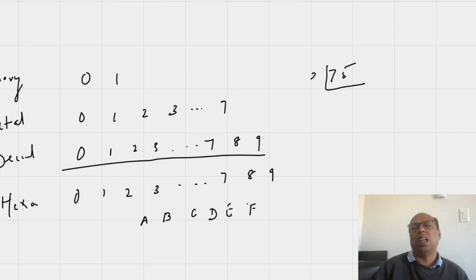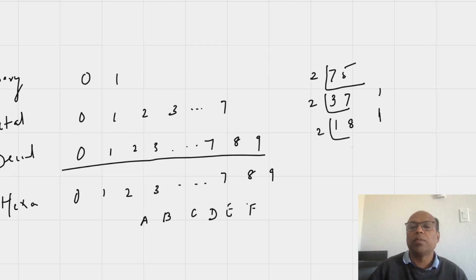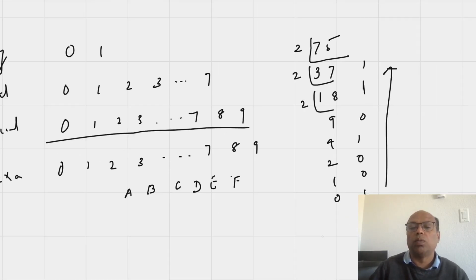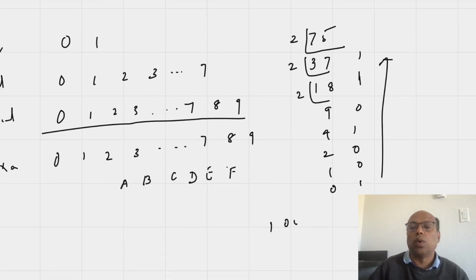Divide by 2. If I divide 75 by 2, it becomes 37 and the remainder is 1. Again divide by 2, it becomes 18, remainder is 1. Again divide by 2, you get 9, remainder 0. Then 4, remainder 1, then 2, remainder 0, then 1, remainder 0, then 0, remainder 1. Reading the remainders from the bottom, it becomes 1 0 0 1 0 1 1. The base is 2. You write it like this: 1 0 0 1 0 1 1.